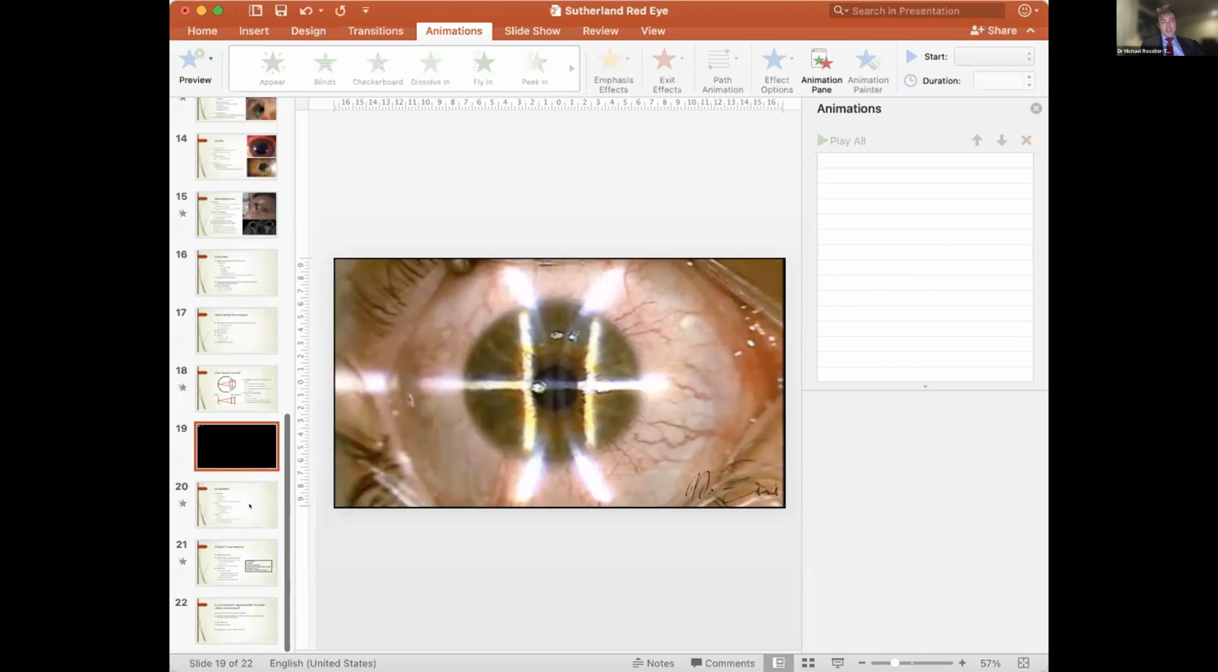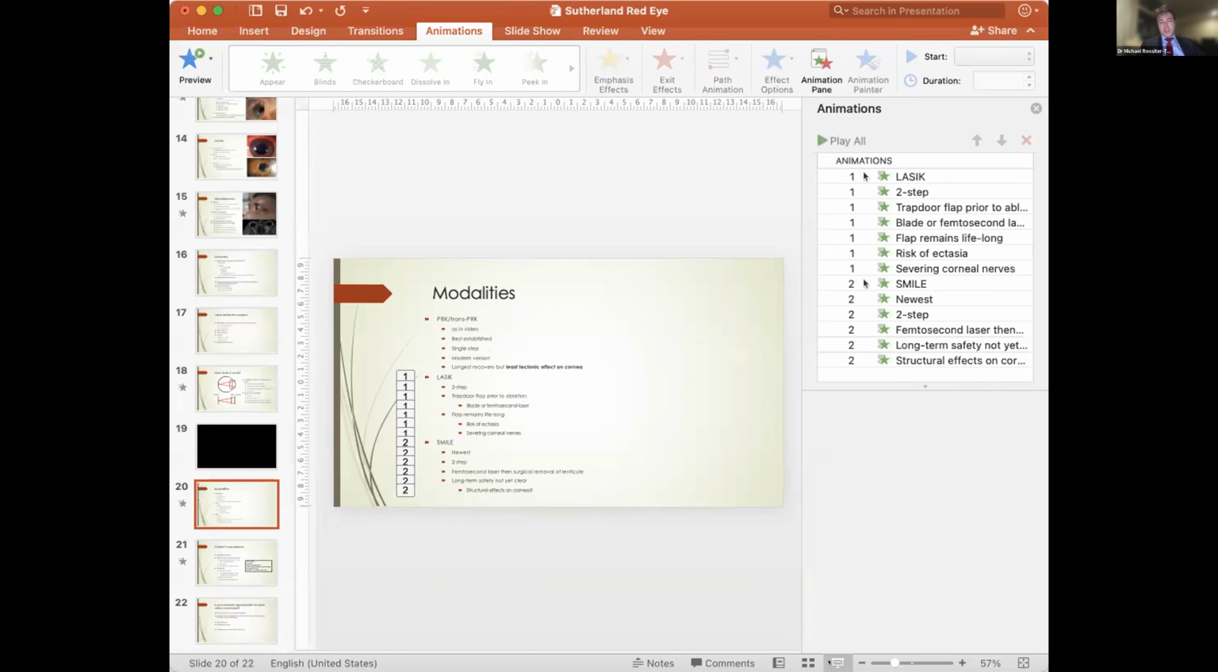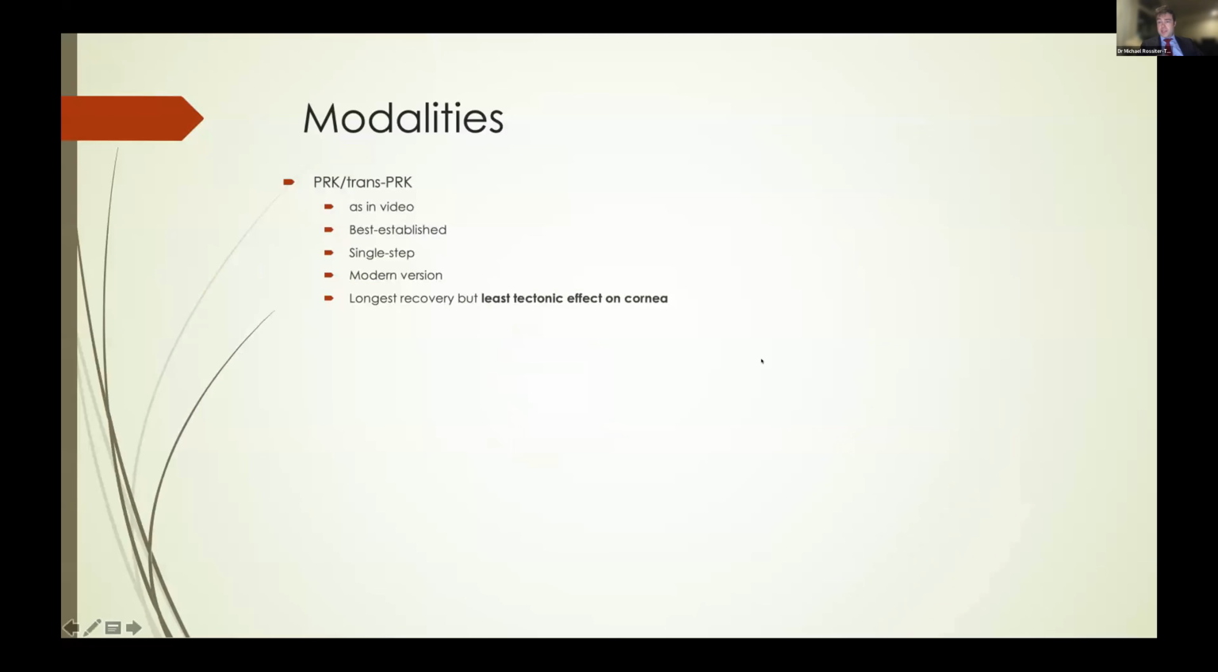So as mentioned, that's trans-PRK, which is the simplest technique. It has the least tectonic effect on the cornea. The more popularly known types of laser include LASIK, which is a two-step procedure rather than the one-step trans-PRK. The difficulty with LASIK is that it involves significant transection of corneal nerves, so the patient is predisposed to dry eye. And due to the two-step, the creation of the flap, the patient always has a lifelong risk of developing ectasia, a severe condition which can lead to corneal transplantation.